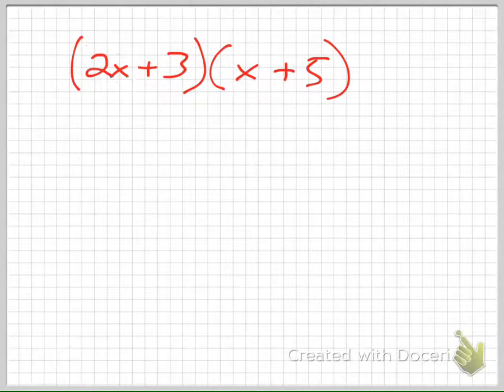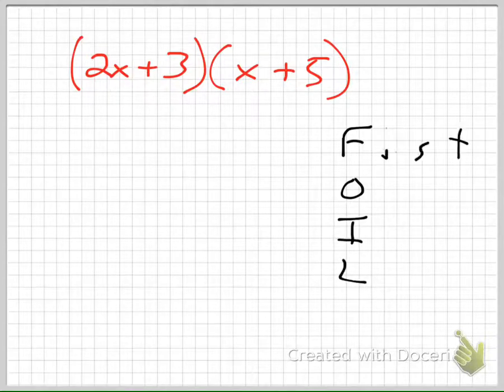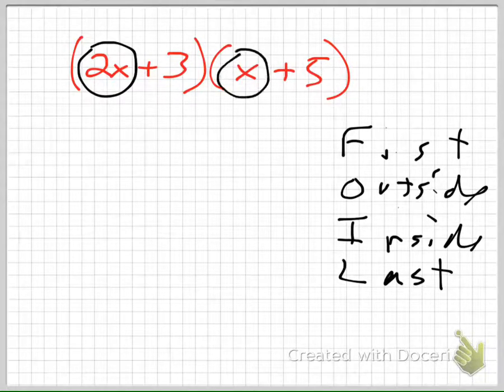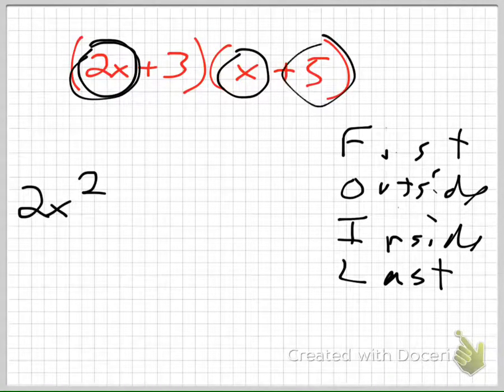I'm sorry. Hold on. I'll try that again. Last chance, people. We're going to do the FOIL method. F-O-I-L. First, outside, inside, last. The first one means the first one in each set of parentheses. 2x times x is 2x squared. Outside, meaning the two things that are on the furthest most outside.